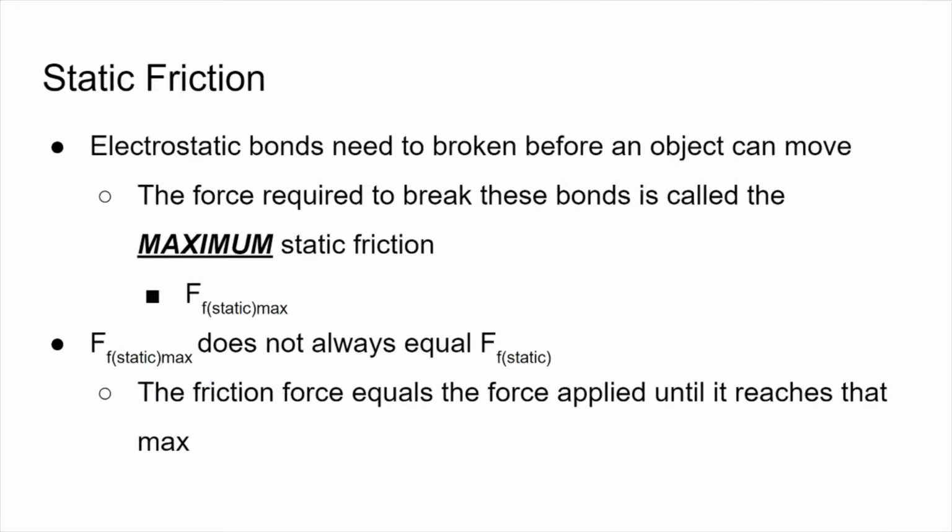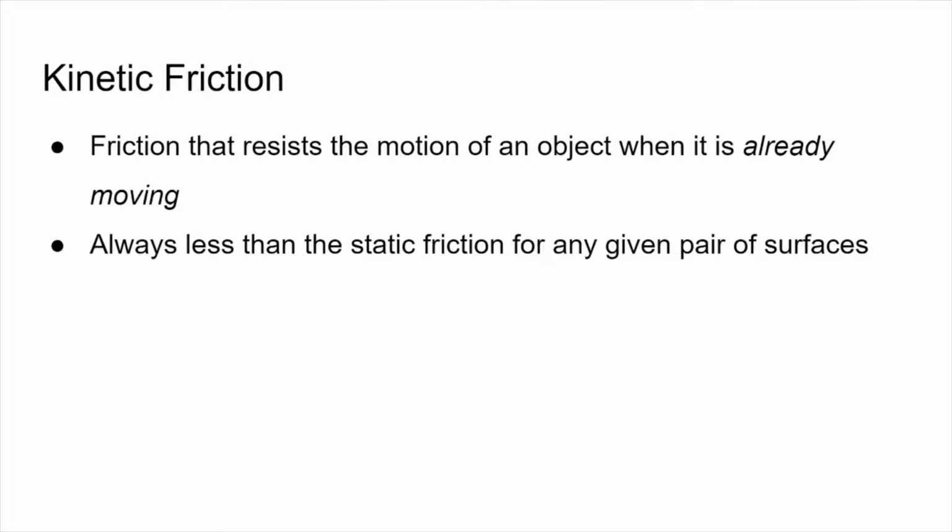So let's take a look at what our kinetic friction is. Kinetic friction is just friction that resists the motion of an object when it's already moving. So your force of friction is going to be less than the force applied in this case. This is when you actually end up moving. And this is always going to be less than your static friction for any given pair of surfaces, because your object is able to move.